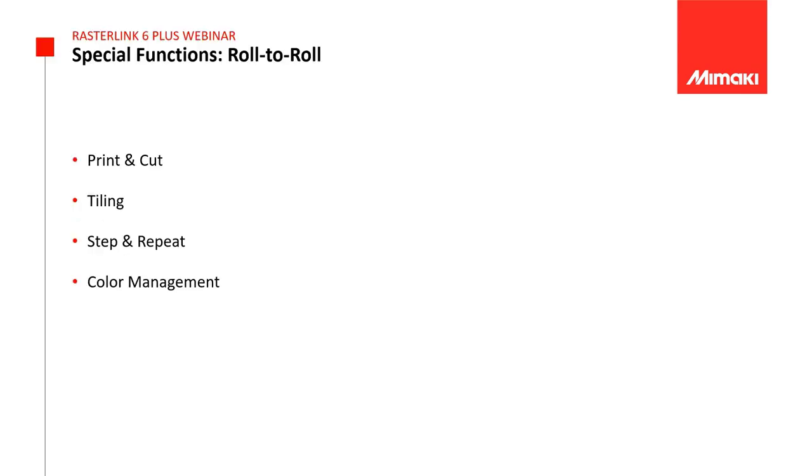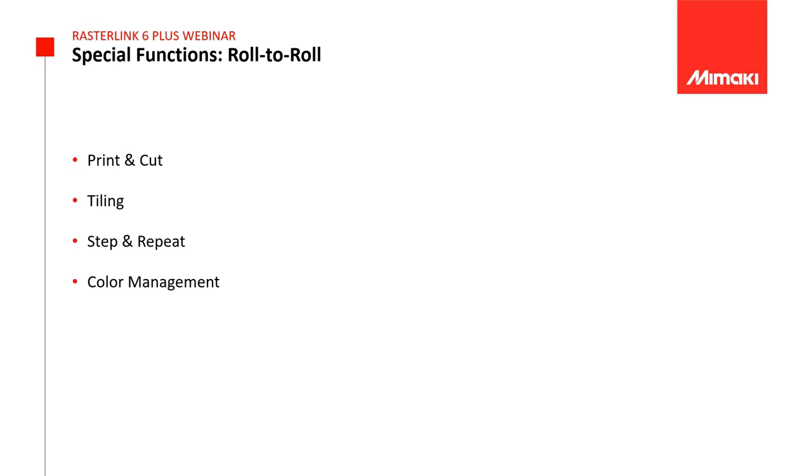We're going to talk about printing and cutting. This is for example, stickers. After that, going for tiling. It's separating a big image in smaller tiles. Step and repeat is creating patterns or using a pattern and repeating the pattern, for example wallpaper or dresses. And after that we're going to talk about the color management.